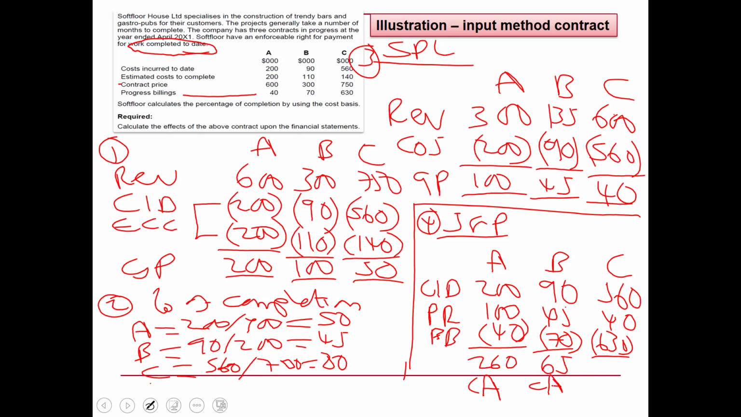For C, we were entitled to 560 plus 40, which is 600. We've actually received 630, which means we've overbilled the customer, which means we are the ones who owe the customer 30. So this becomes your current liability. So these are the amounts that you then put in your statement of financial position.